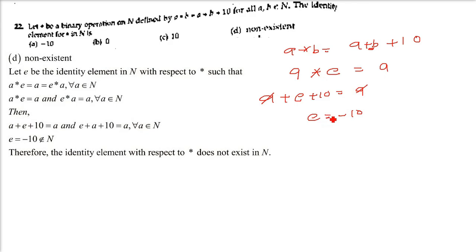Now, the thing is that this set is the natural numbers, and you know natural numbers are counting numbers. We don't have a negative here. Even 0 is not there in the natural numbers. So E equals negative 10, but the identity should belong to that set. For this operation in the natural numbers, it is non-existent. There is no identity.